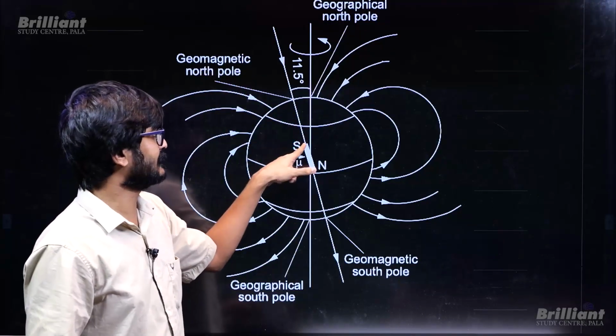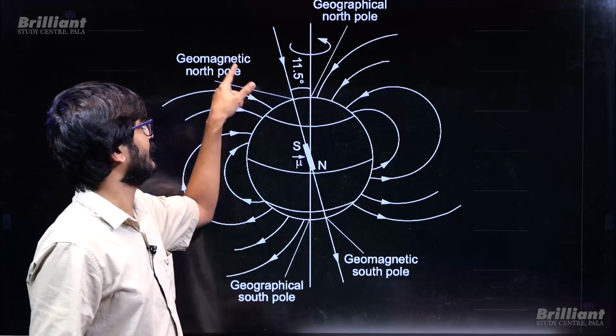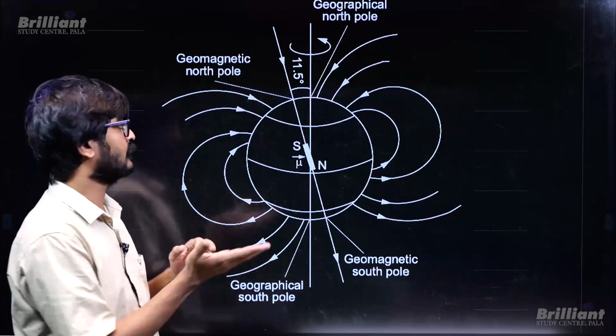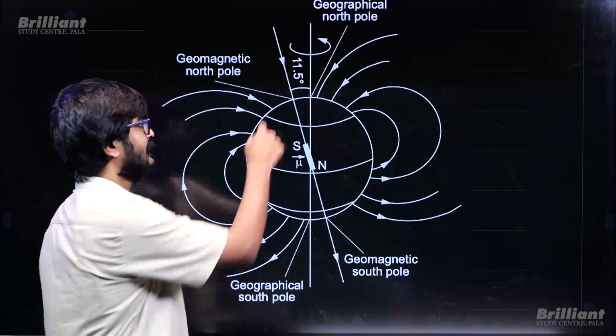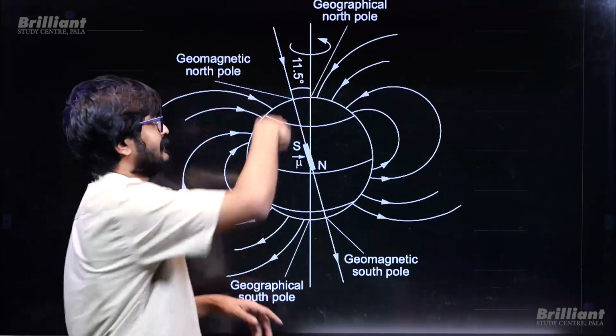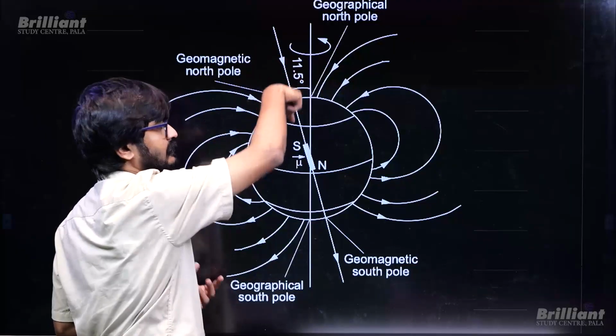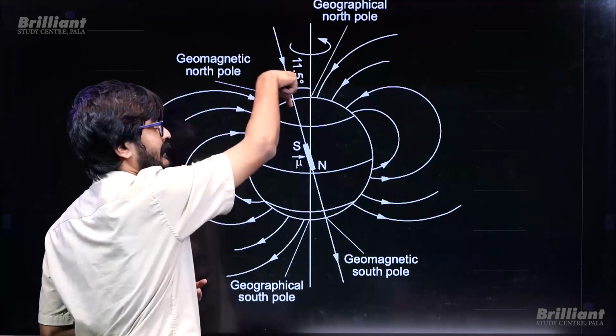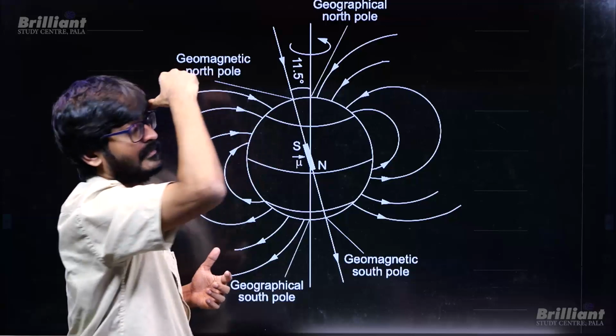So see, this is south, but this we are going to call geomagnetic north pole, because our north pole is pointing this direction. The other way of saying it is, if I go here and hang the magnet, then its north pole will be pointing in this direction. So as its north pole is pointing in this direction, we are going to call it geomagnetic north pole.